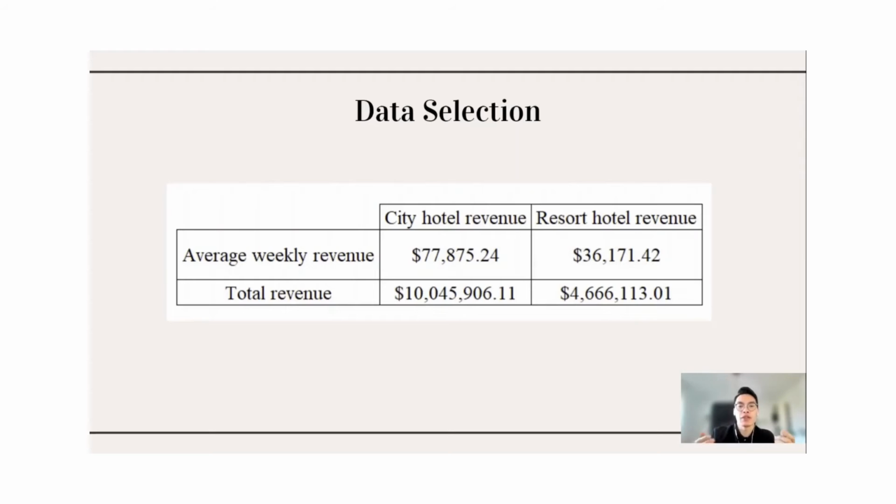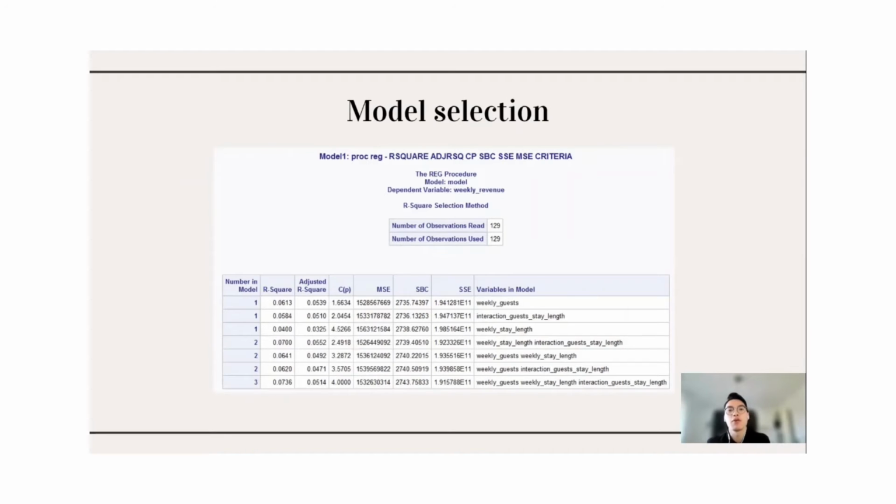In turn, this would allow us to potentially discover the predictor variables that would explain the variation in the company's weekly revenue for resort hotels. Now I'll be going over the model selection for the multiple linear regression.